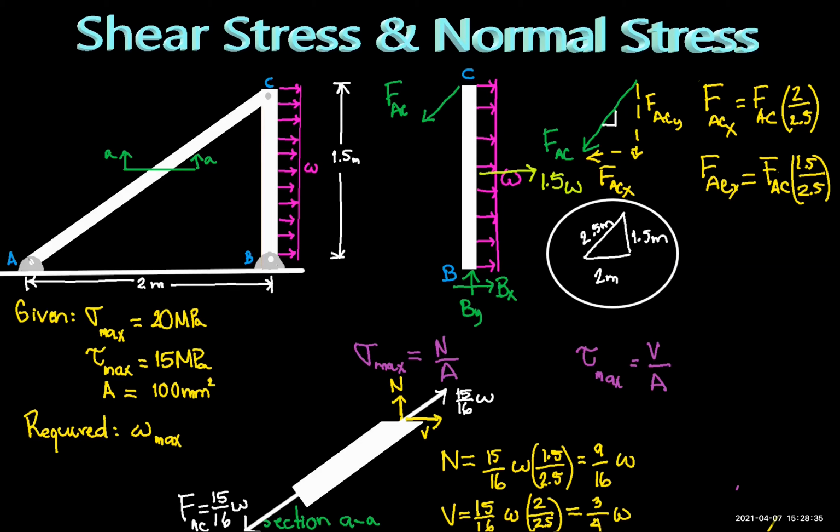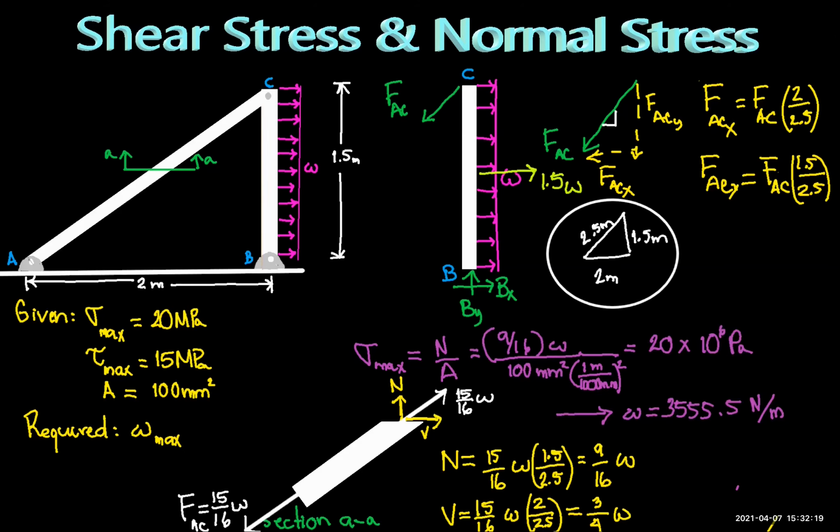Now we're ready to apply those values into the normal stress and the shearing stress equations. Once we apply the value of the normal force and the value of the cross-sectional area and make that equal to the maximum normal stress, we obtain that the maximum magnitude of the distributed loading is 3,555.5 newtons per meter.